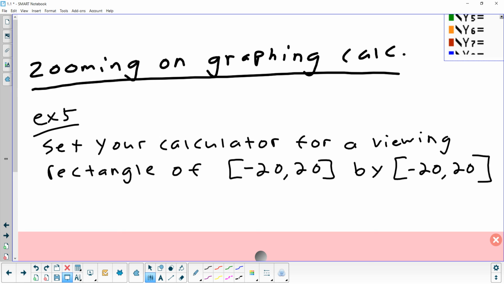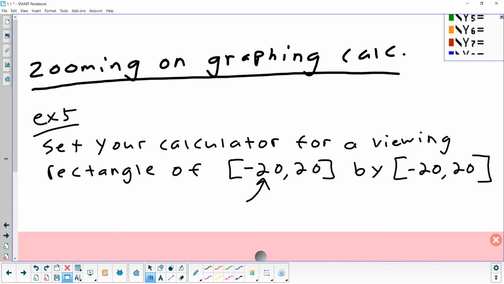When you see a problem in the homework that says set your window or set your calculator with a viewing window, that's just a question to practice on a calculator. There's not really any arithmetic or something to do on paper. It's just a calculator question. So nothing to show on paper.